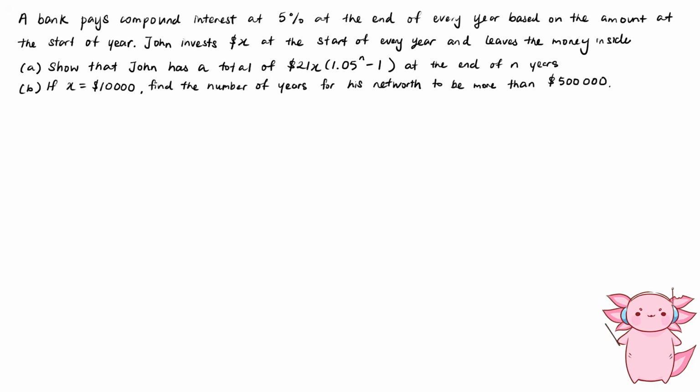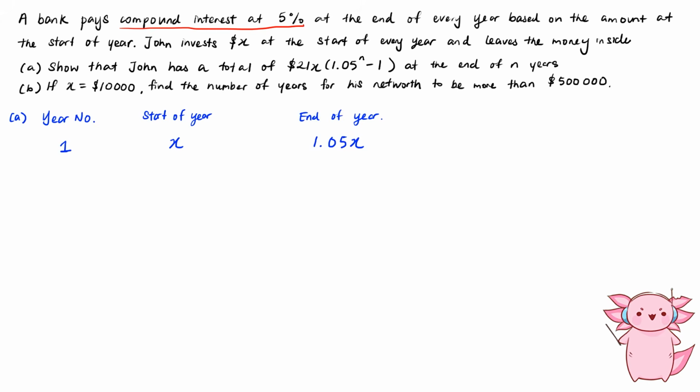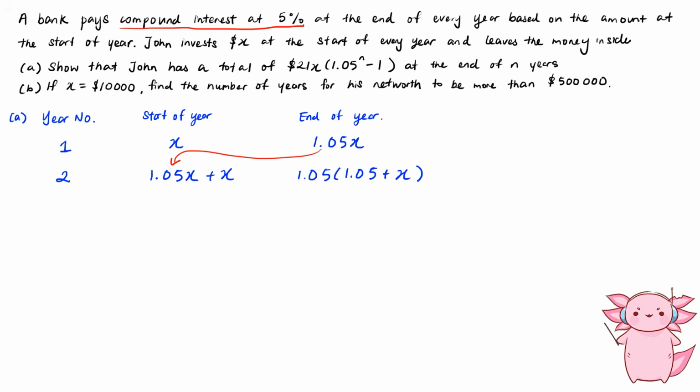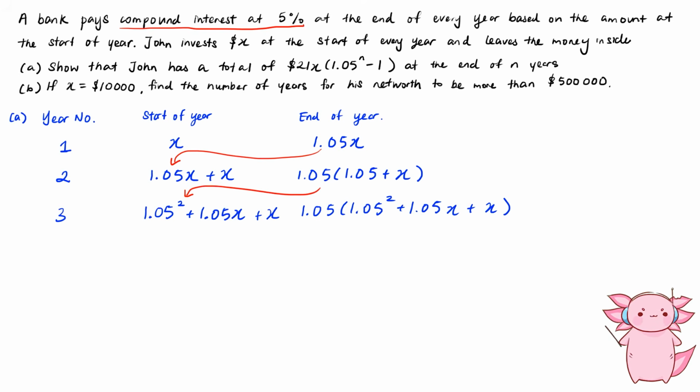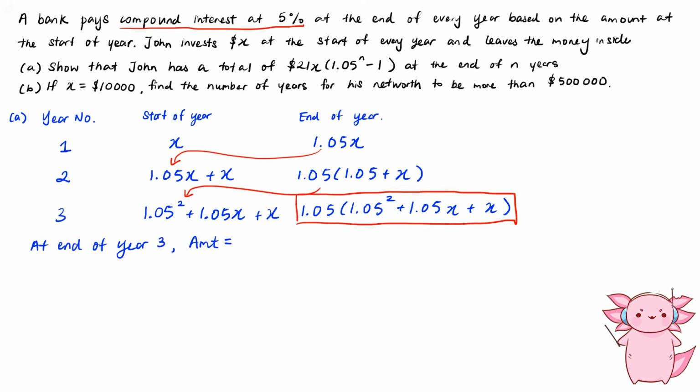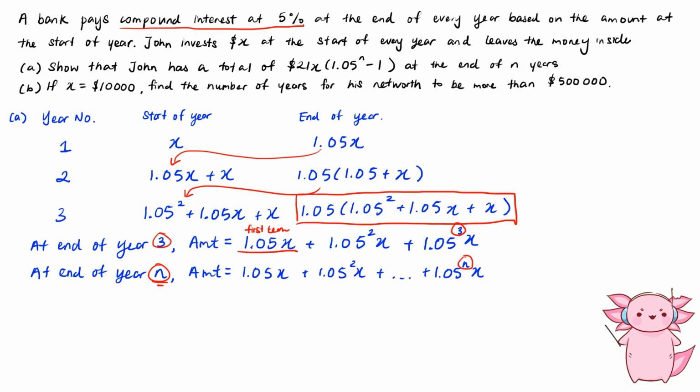The most popular kind of geometric progression problems are these compound interest ones. Since the interest rate is 5% and John puts in x dollars every year, in the first year it grows from x to 1.05x. Then in the second year he adds in x dollars as well, and we multiply this whole thing here by 1.05, and the pattern repeats. Looking at the end of year 3, we can notice a pattern where each term is multiplied by 1.05 and the first term is 1.05x.